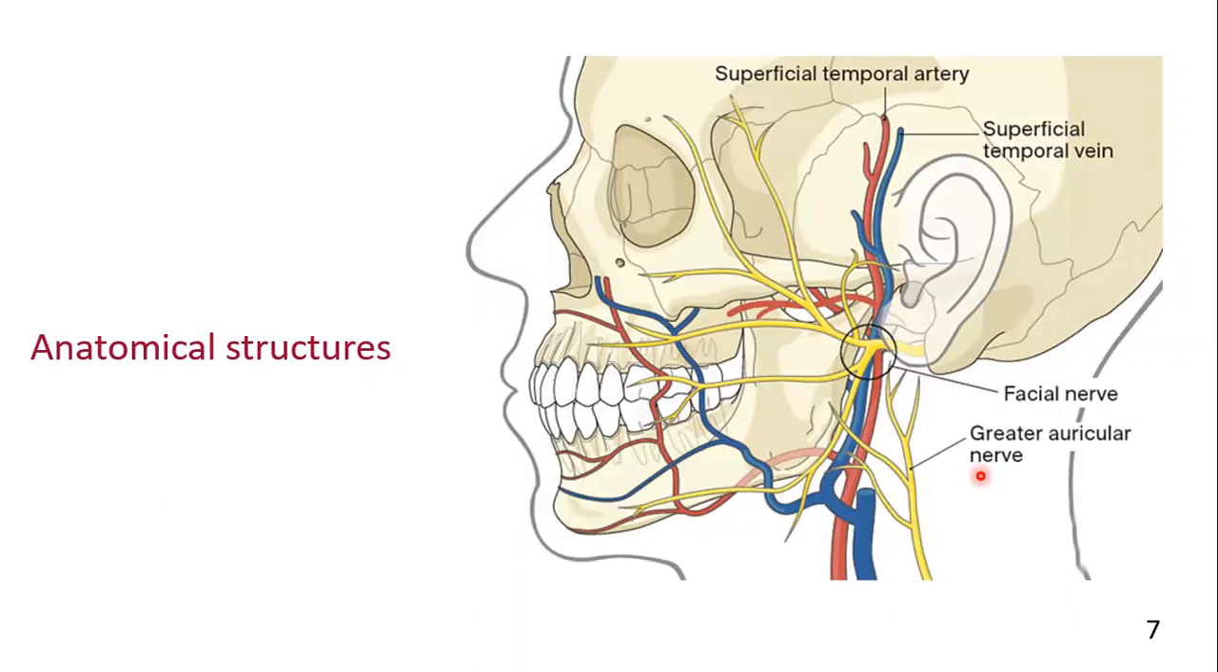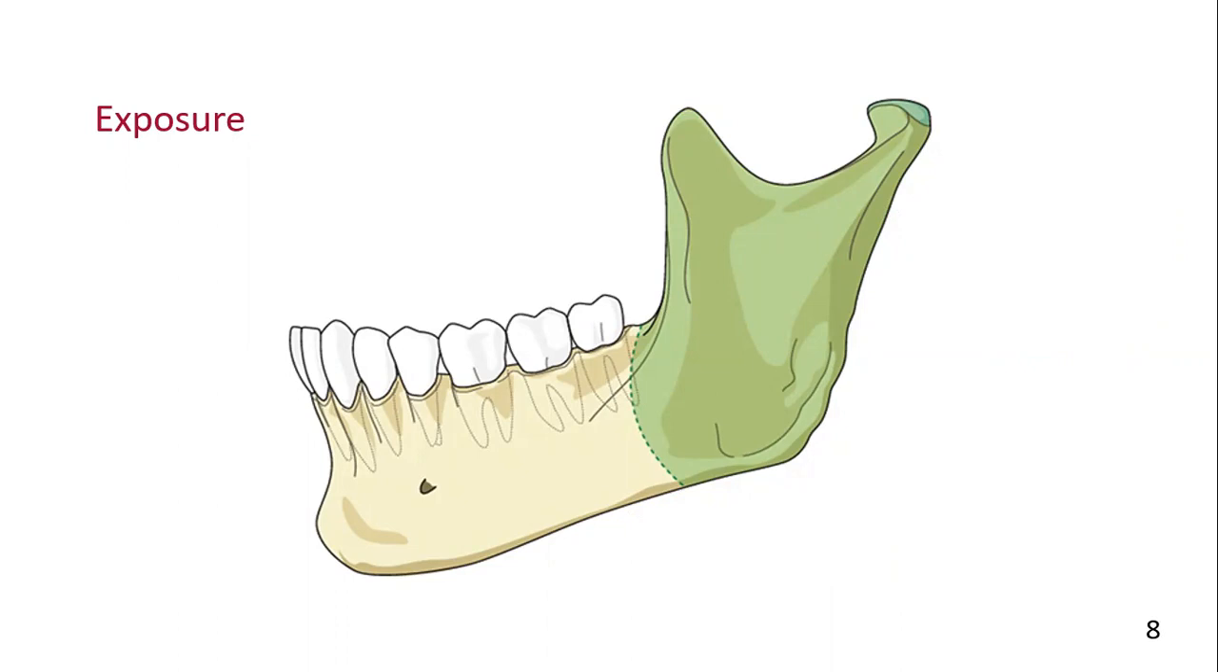The anatomic structures to take into account are the trunk and branches of the facial nerve, the retromandibular vein, the great auricular nerve, and the superficial temporal artery and vein. The exposure offered by the facelift incision is indicated in green.